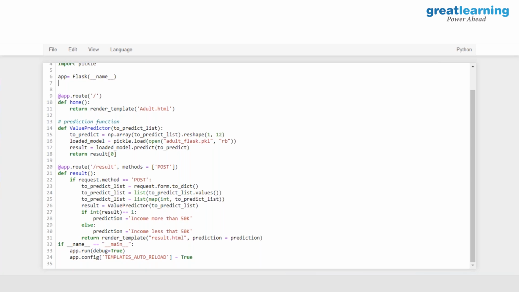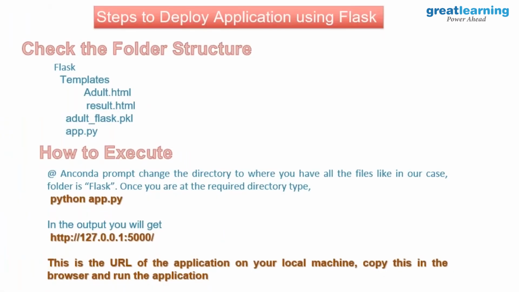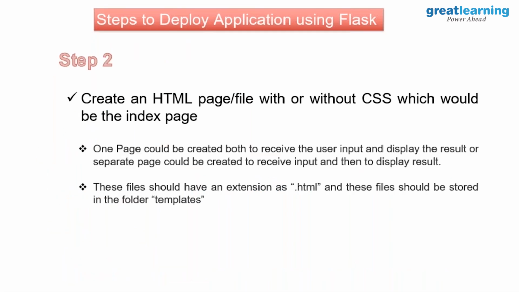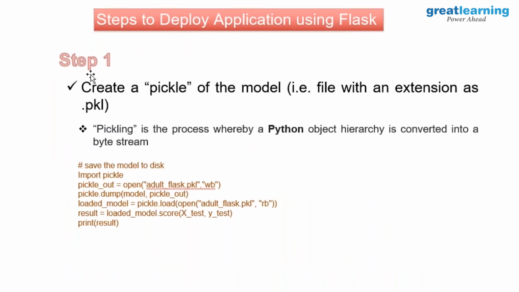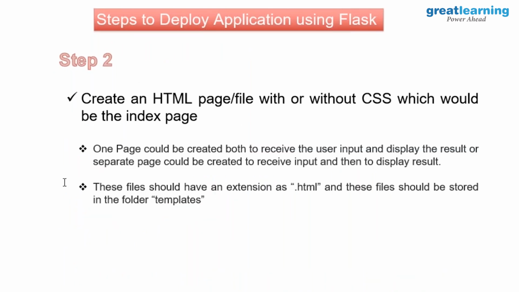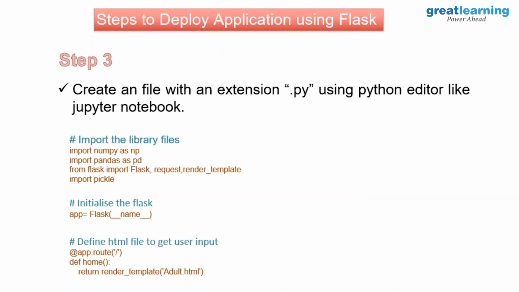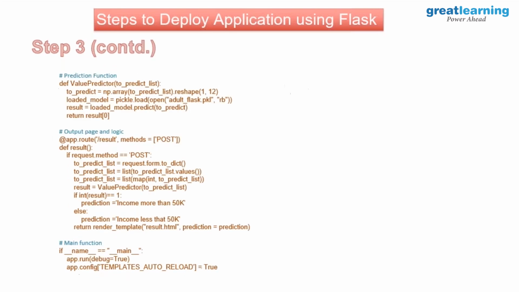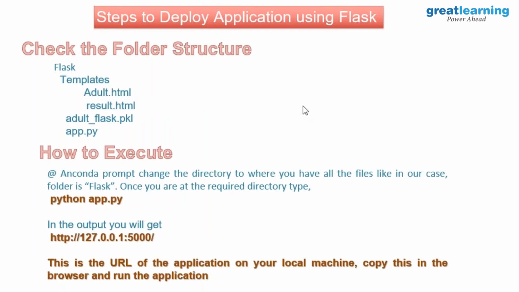Okay. So, a 3-step process for doing a deployment. Let's just quickly go back and look at it one more time. Step 1, create a pickle file. Step 2, create a user interface. Step 3, create a file with the extension .py. And this is what the format of the file should be. Okay. Now, you have to be very careful when you are creating a structure.